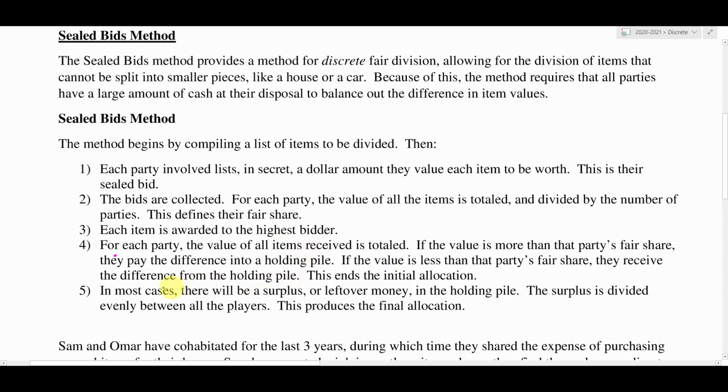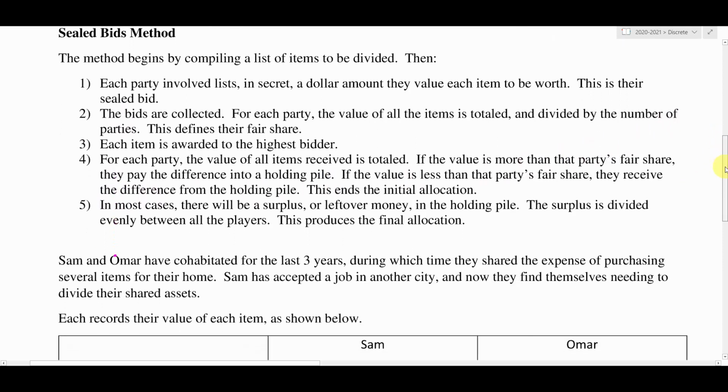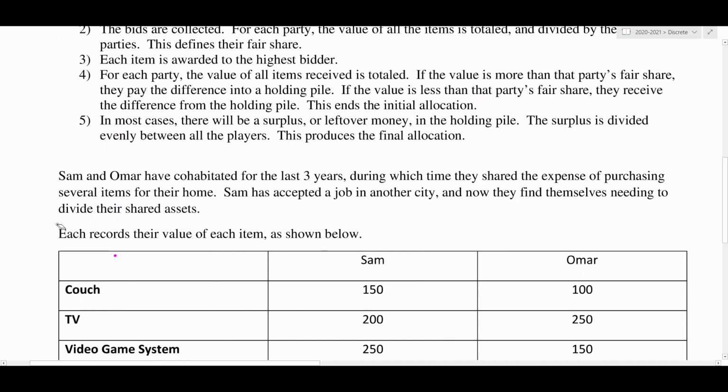Now, in most cases, here in the last step, there's going to be a surplus, or leftover money in the holding pile. Whatever is left over in the holding pile is divided evenly between all of the players involved. This produces what we call the final allocation. So that is a summary of the sealed bids method. I know most of that means absolutely nothing to you, so let's run through an example so you can see all of those steps in action. And I'm going to get rid of this.